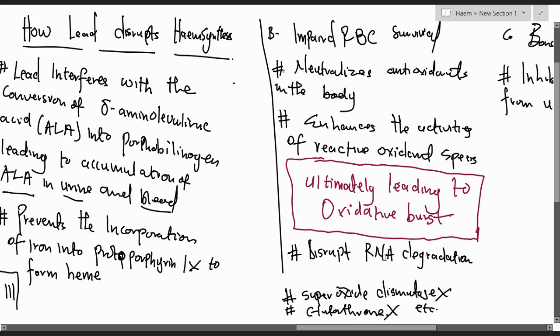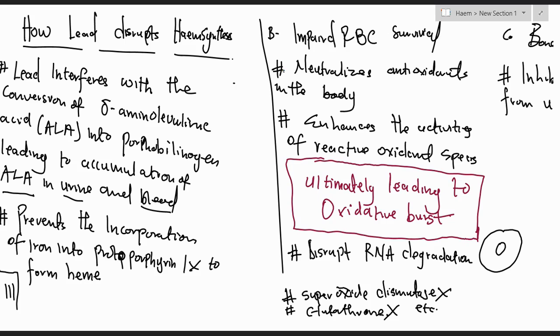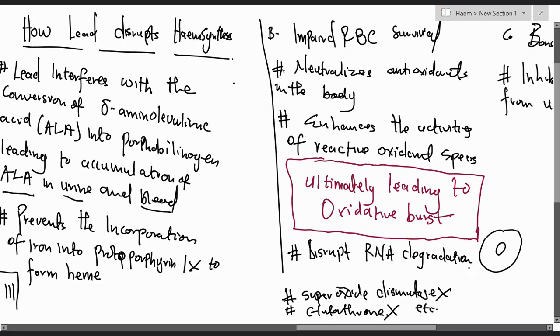RNA, it disrupts RNA degradation. In the process of hematopoiesis, the nucleus eventually disappears from the red cells. That's why we know red cells are enucleated. They don't have any nucleus. So when it reaches some stage, like the reticulocyte stage or the stage before it, the RNA fragments begin to disappear from the red cells.